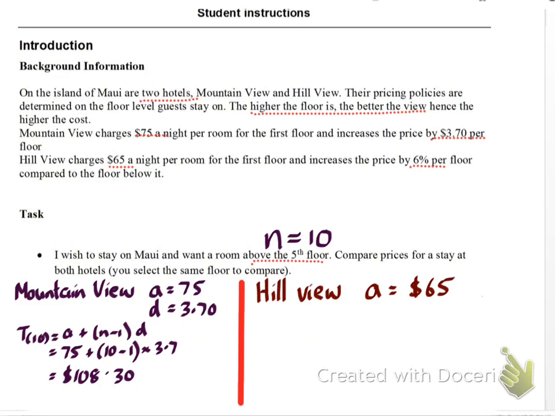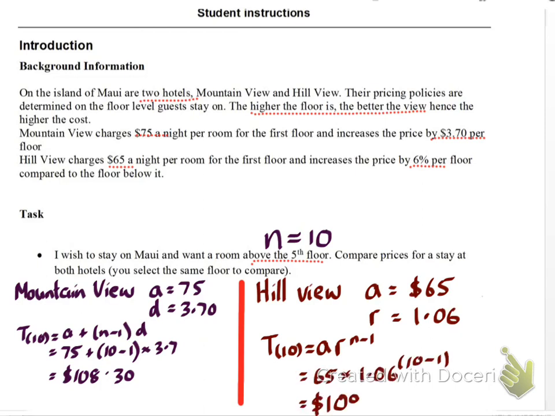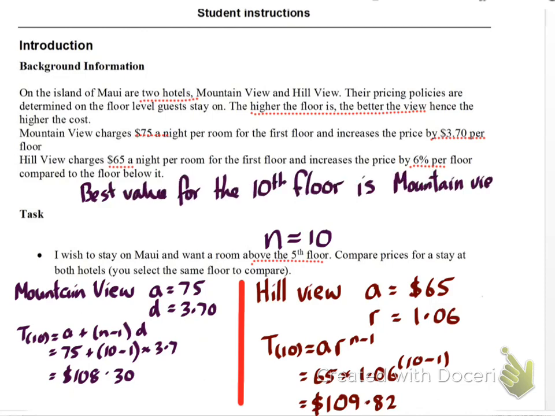Now we're going to compare it to Hillview. The first term is 65, but it's got a common ratio. The ratio is 6%, so remember that's per floor, so we multiply it by 1.06. That's the whole amount plus the 6% increase. You must get the correct ratio, otherwise you won't be able to do this question. Put the formula in for the 10th floor, A is 65, and work that out, and you can see that the best value for the 10th floor is Mountain View. Right, so that's straightforward.